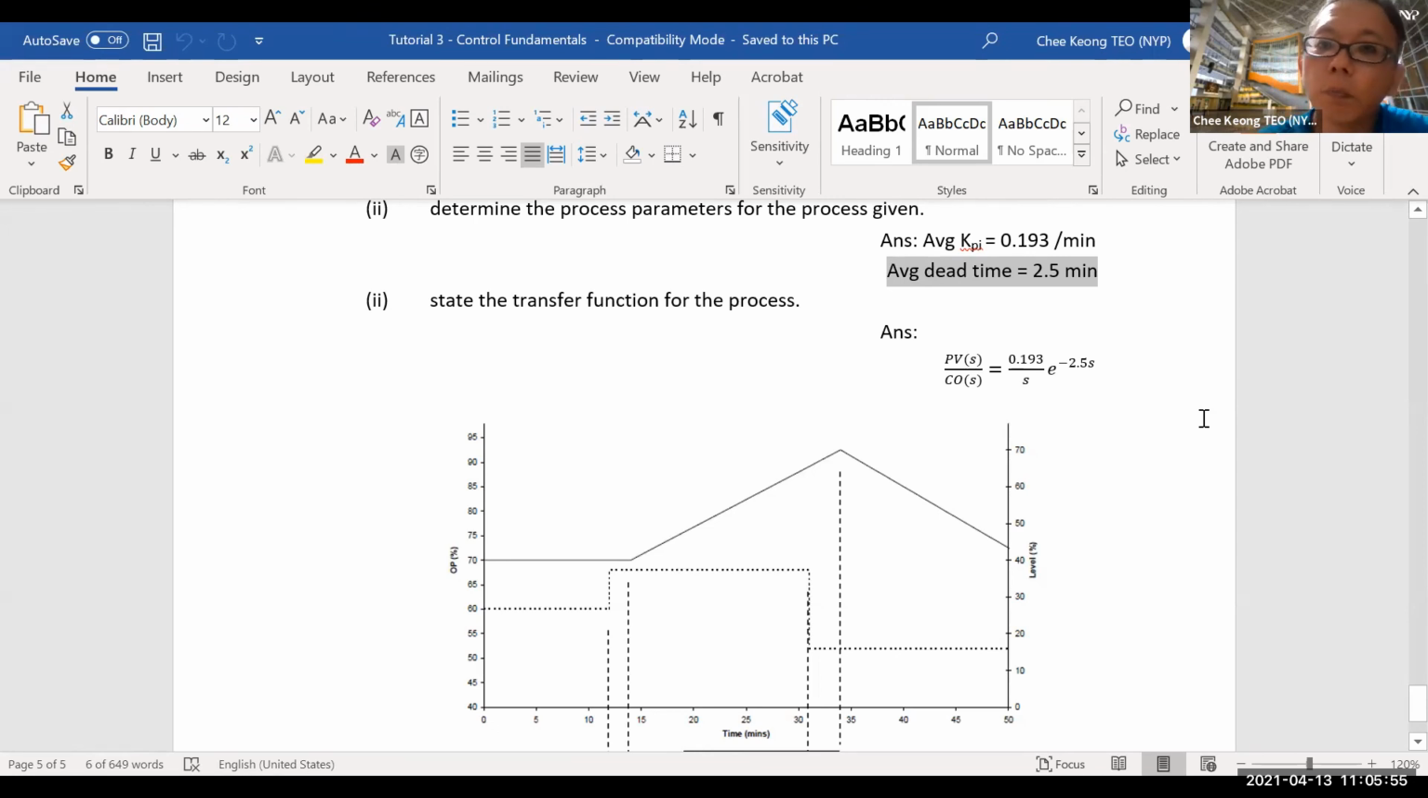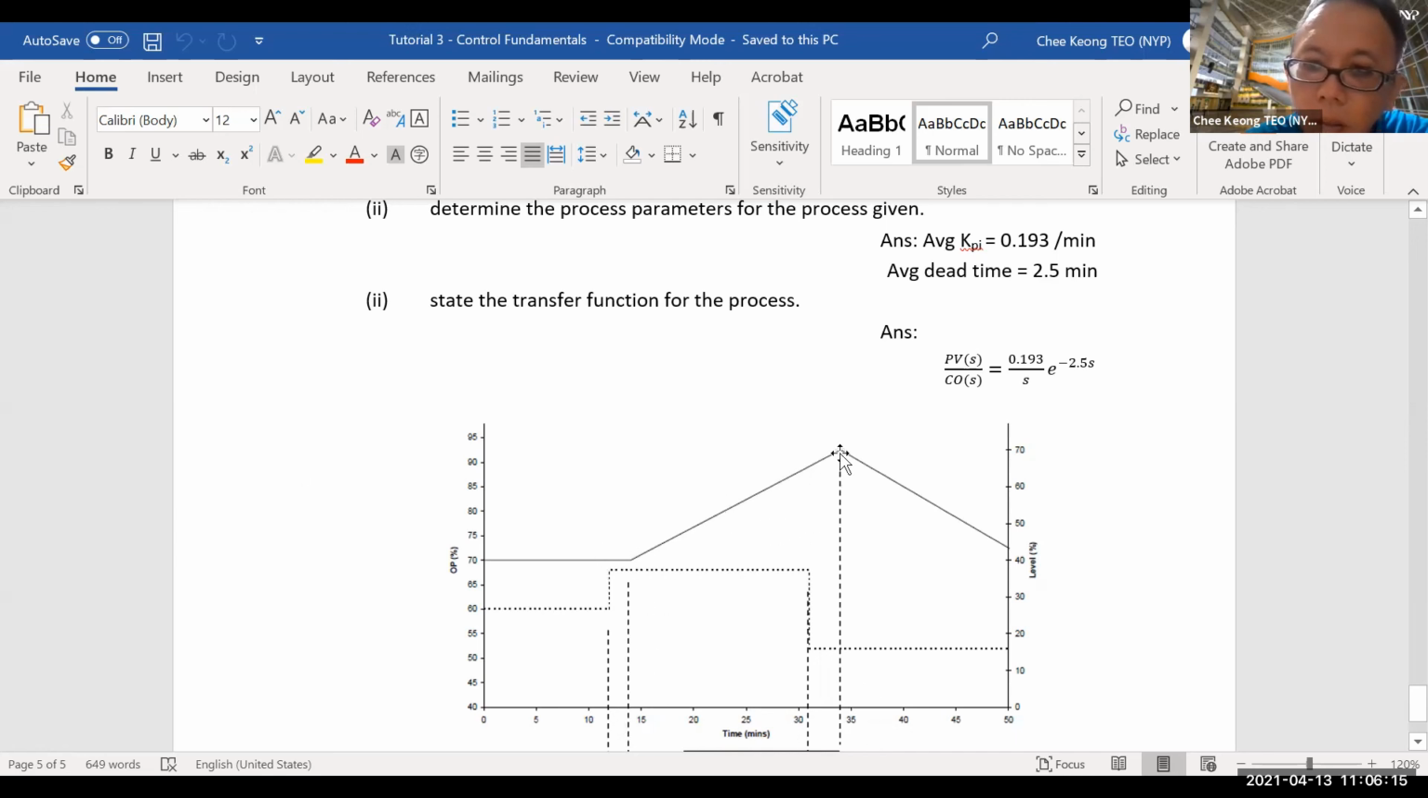Now for gain, as we know, it's the slope divided by the input change, right? Now, what is this slope here? This slope here is actually, you can take 34 minus 14. That is the upward.